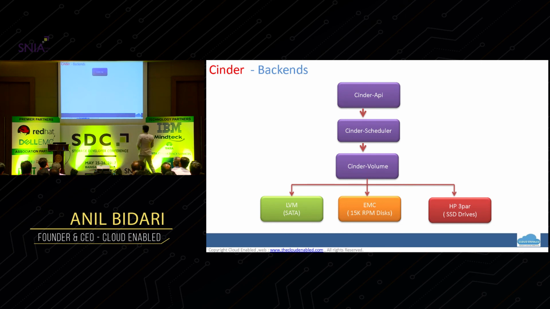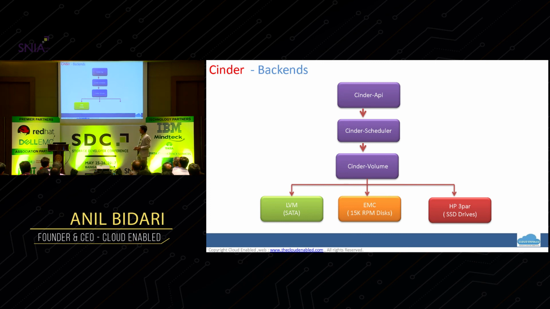Cinder backends, how it works. We have Cinder API, then Cinder Scheduler, then the backend, Cinder Volume Service, and behind this I could have all SATA disks. Maybe I can buy a commodity server, an Intel or AMD platform, load some OS on it, install LVM, and attach a bunch of SATA disks. I can configure all of this SATA pool as one of the storage systems for my Cinder service.